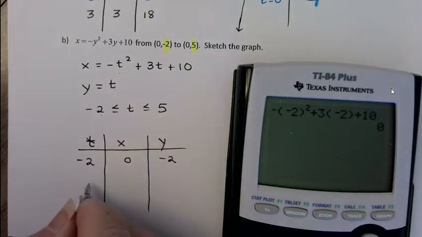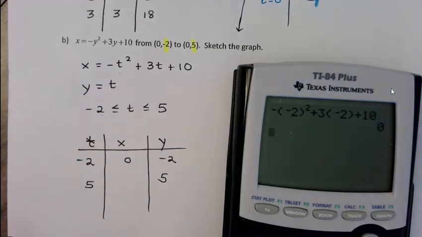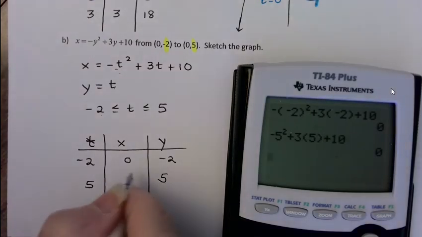I want to stop at t equal 5. So again, the y value is the t value, that's 5. And if I plug 5 in for the t up here in the x, I get 0 again.